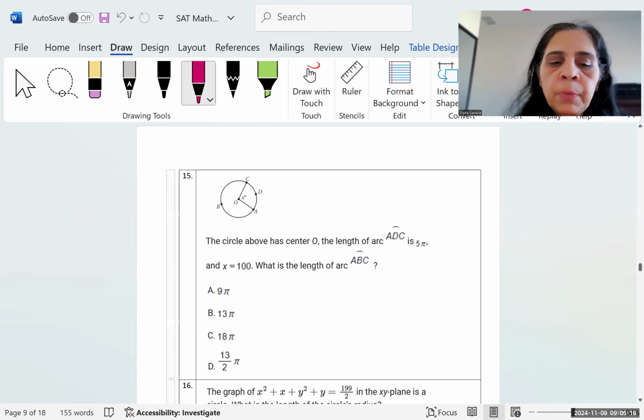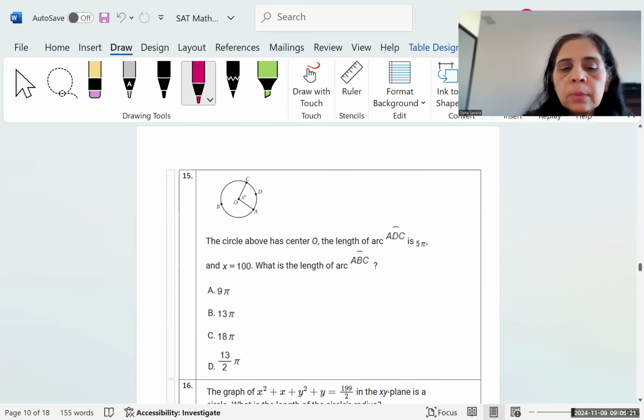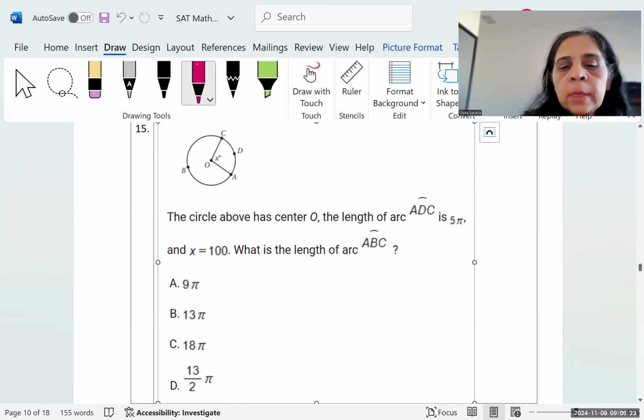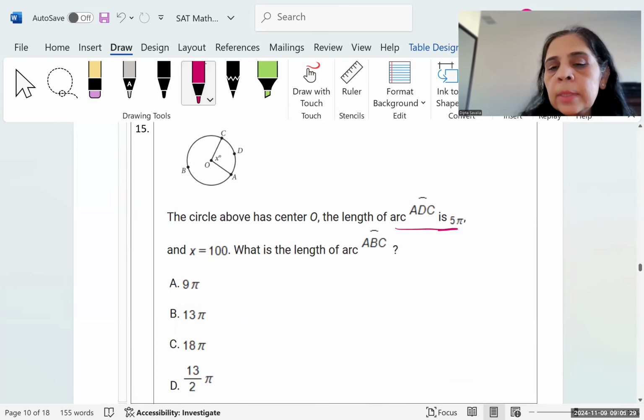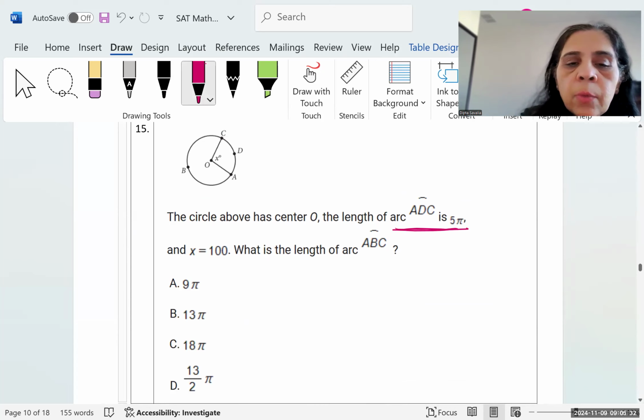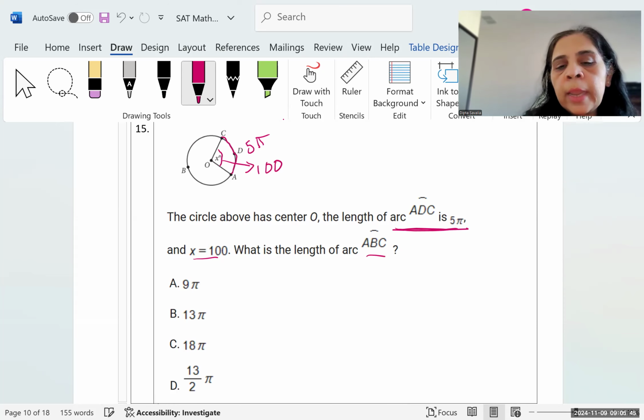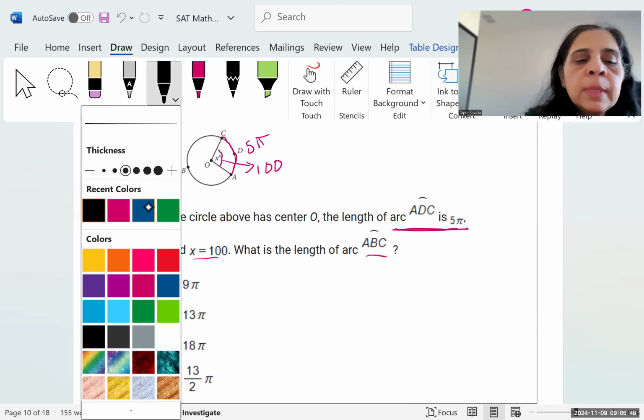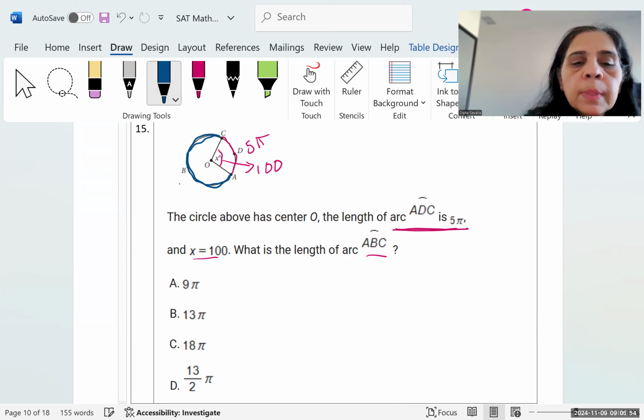All right, let's see number 15. We are given a circle. The circle above has center O. The length of arc ADC is 5 pi. So we have ADC, that's 5 pi here. And angle x is 100. So this angle here, that is 100. What is the length of arc ABC? Now ABC is this side, so we can see what this angle is.